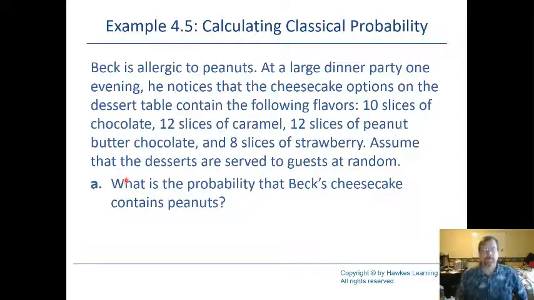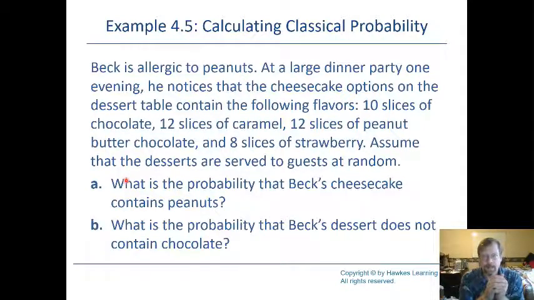All right, so this is classical probability, as it says. Take a moment and think about how many possible outcomes there are and how many outcomes fit into our event of Beck's cheesecake containing peanuts. Move on when you're ready.